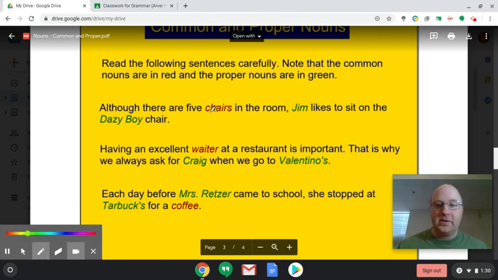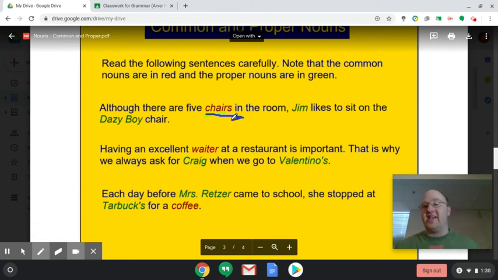I don't like that color. Let's go with blue. So chairs is an example of a noun. Also, we keep going. Room, that's a noun. So we have both. Chairs is a thing. Room is a place. Jim, a specific person. So it's a proper noun because it's capitalized.